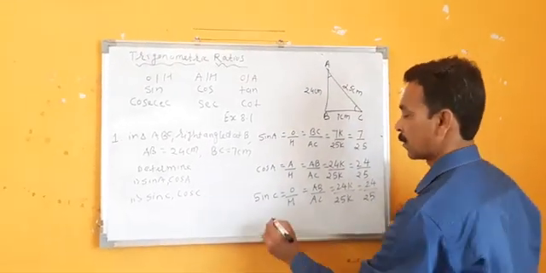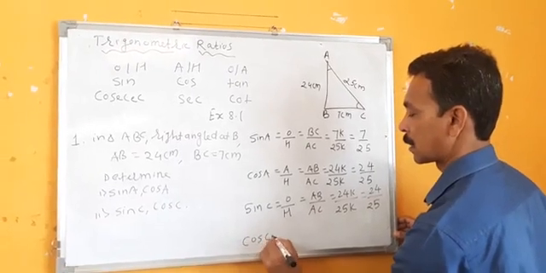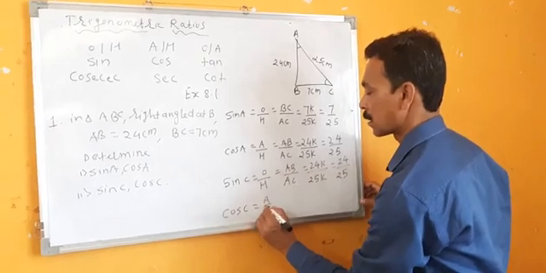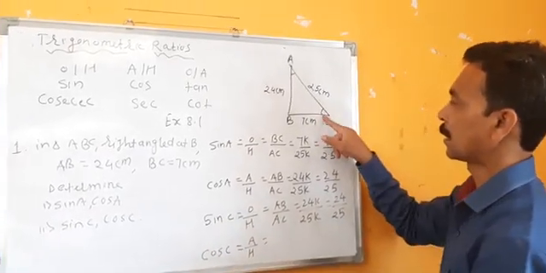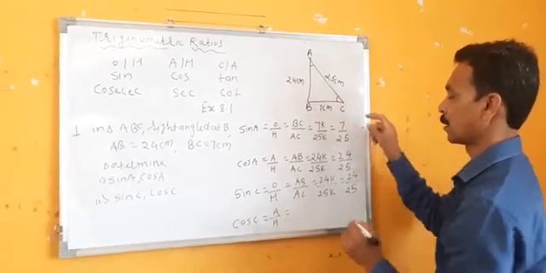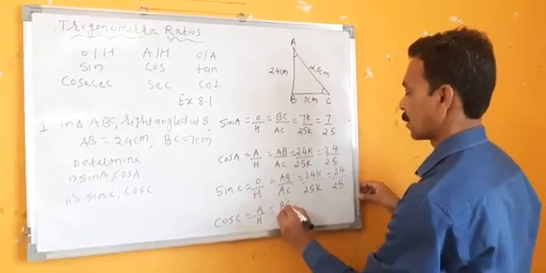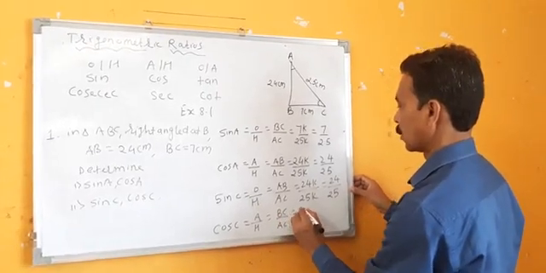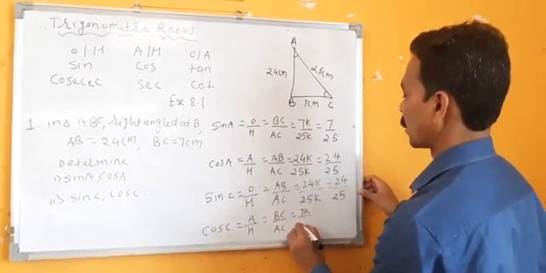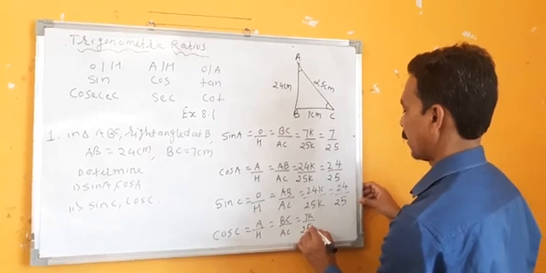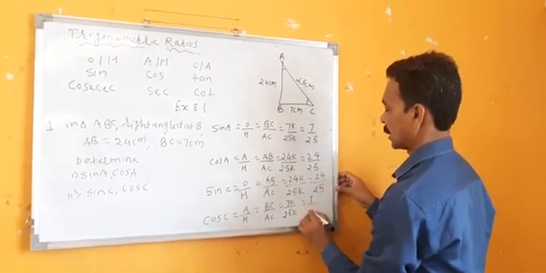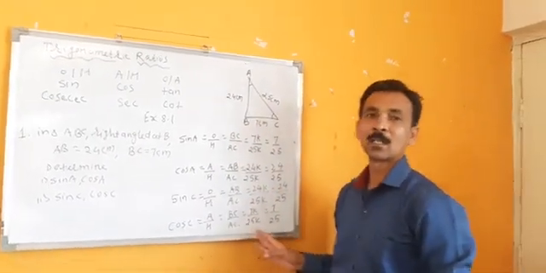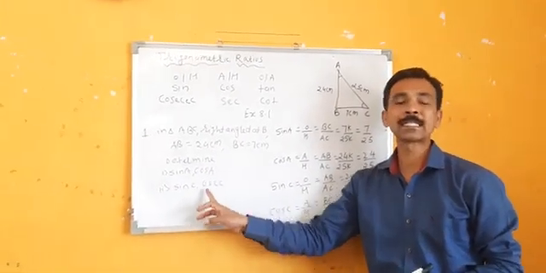Now cos C. What is cos? Adjacent upon hypotenuse. This is reference angle C. What is adjacent? BC, right? Upon hypotenuse AC is equal to 7K upon 25K is equal to 7 upon 25. So we have got all the ratios: sin A, cos A, sin C, cos C.